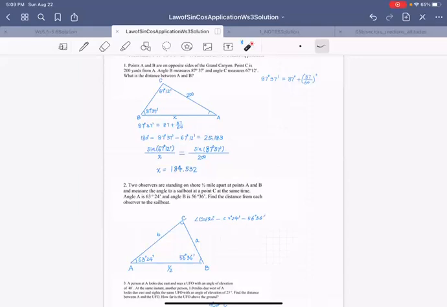Nobody finished? 0.47, 0.51. We have one student finished. How about other people?